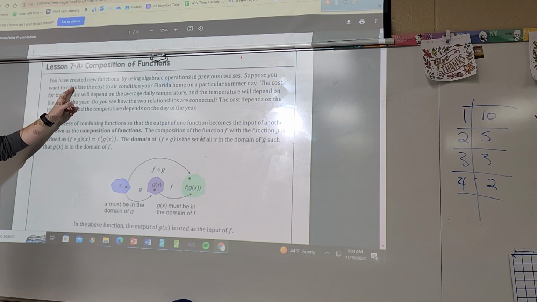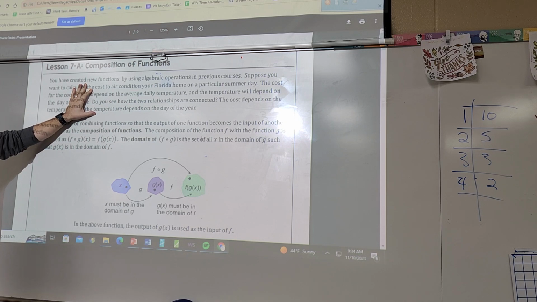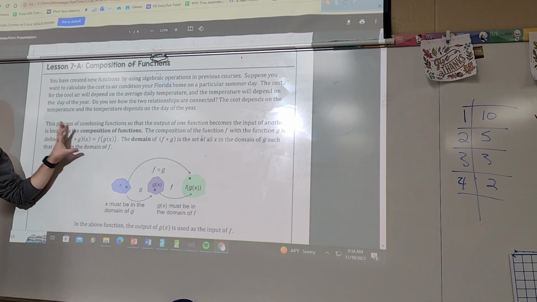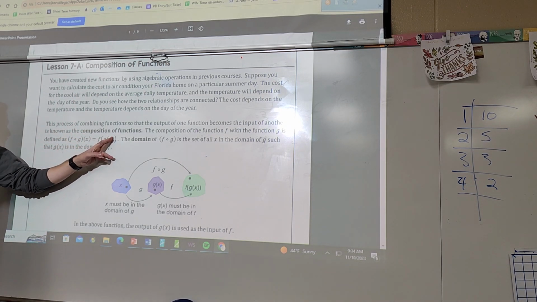So, we've created functions before. We've done it based on relationships to two variables. That's what this paragraph says. Please read these. You have a packet. Read it, learn it, love it. Okay? But what I want to talk about today is composition of functions.